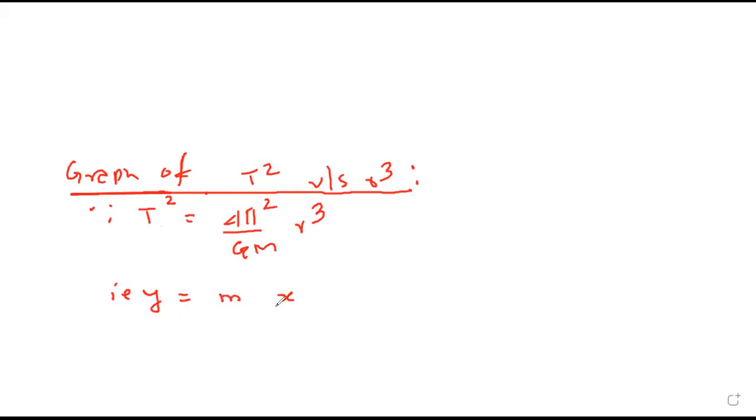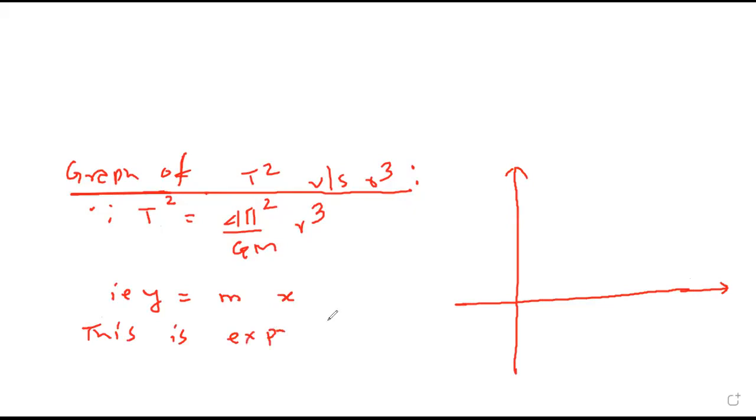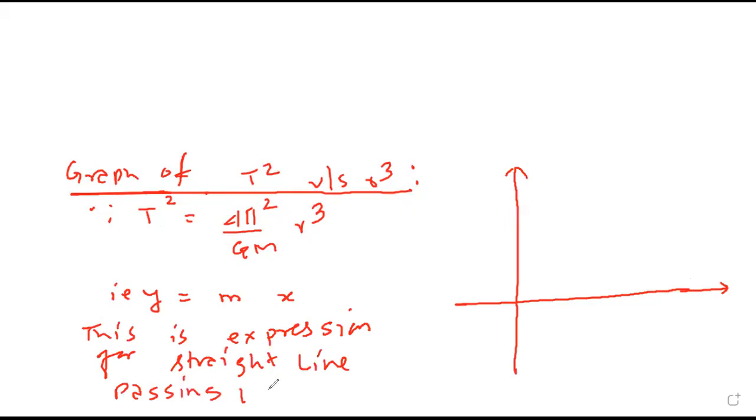According to maths, which equation is this? Straight line. Very good. Any type of straight line or a particular straight line? Particular, passing through the origin. Correct. So this is the expression for a straight line passing through the origin. If I take t square along the y-axis and r cube along the x-axis, my graph will be a straight line passing through the origin. Can you tell what will be the slope?